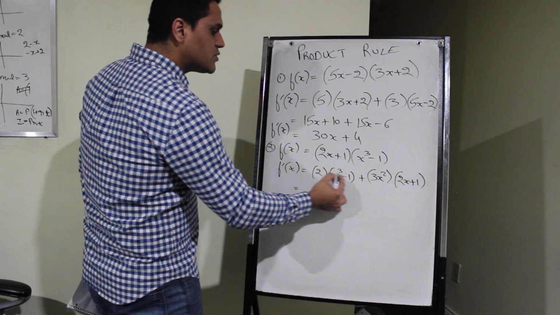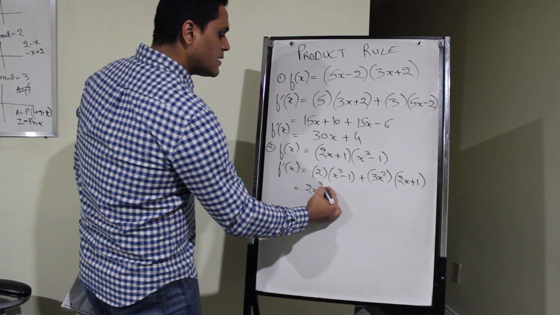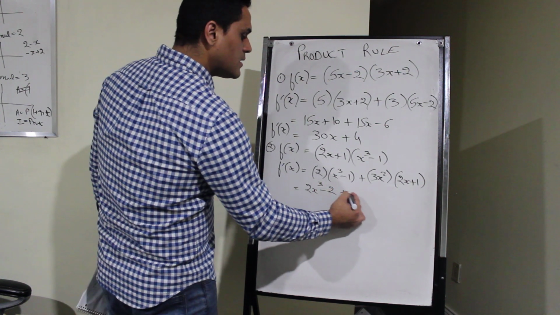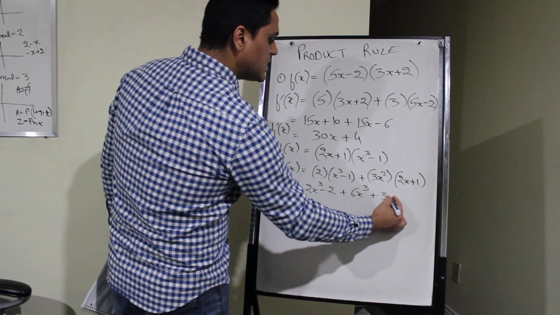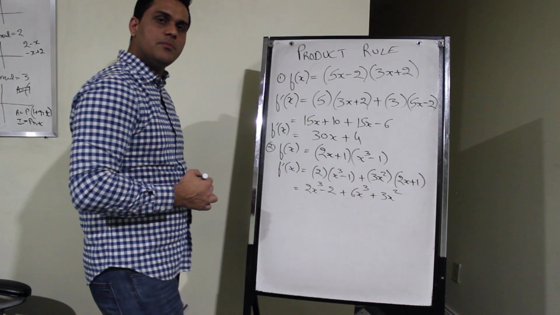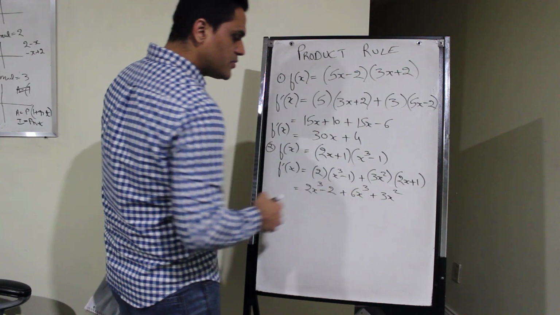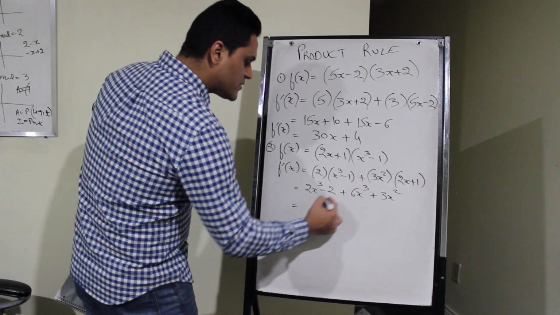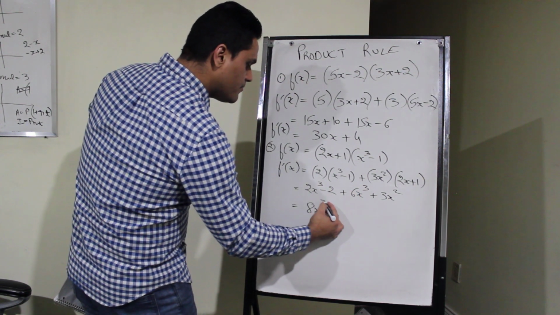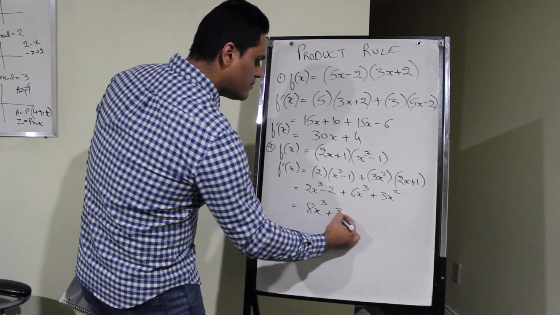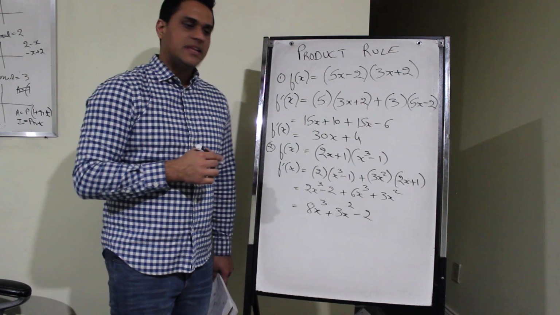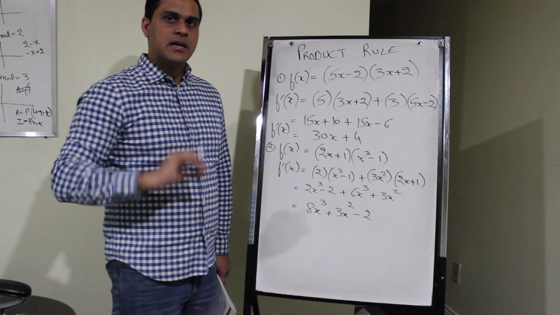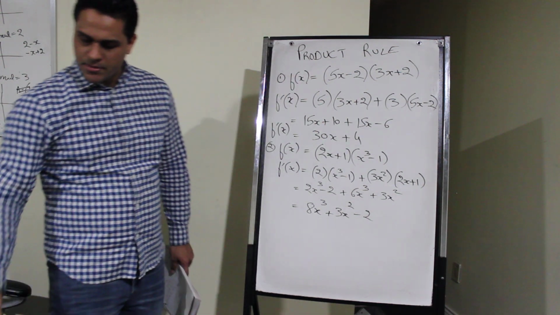When you FOIL it, you get 2x cubed minus 2 plus 6x cubed plus 3x squared. And now you can combine the like terms, x cubed and x cubed. You see two like terms over there. 2 plus 6 is 8, so we have 8x cubed plus 3x squared minus 2. And that's your derivative using product rule. I'll give you a more complicated question next up.